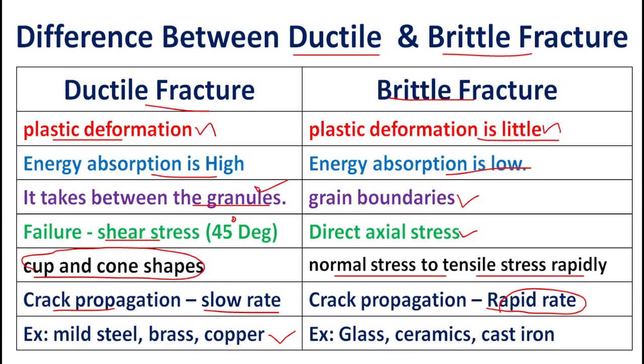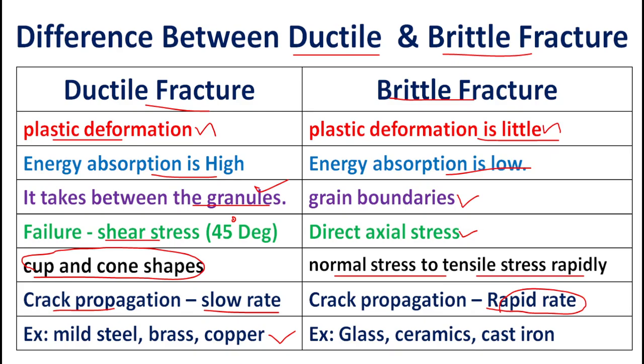So, the difference between ductile and brittle fracture: ductile fracture involves plastic deformation, while brittle fracture has very little plastic deformation. Energy absorption is high in ductile fracture and low in brittle fracture. Brittle fracture takes place along the grain boundaries. Ductile failure is mainly caused by shear stress at a 45-degree angle.